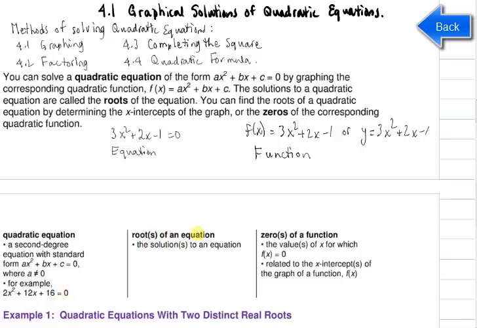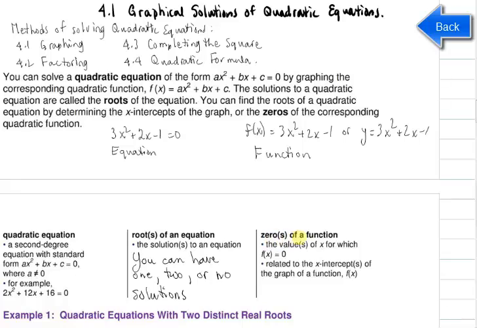So roots of an equation. When we talk about the roots of an equation, we are talking about the solutions to an equation. You can have one, two, or no solutions. Okay, so when you have a quadratic equation, there's possibility of one solution, two solutions, or no solutions.